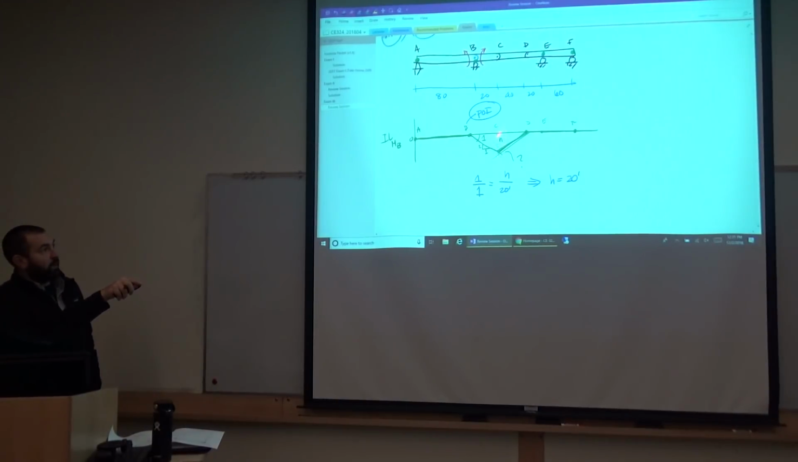So the height right here is going to be 20 because this little triangle right here with a slope of 1 to 1 is the same as the ratio of this larger triangle.